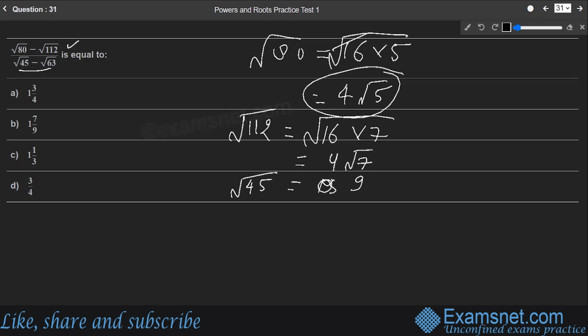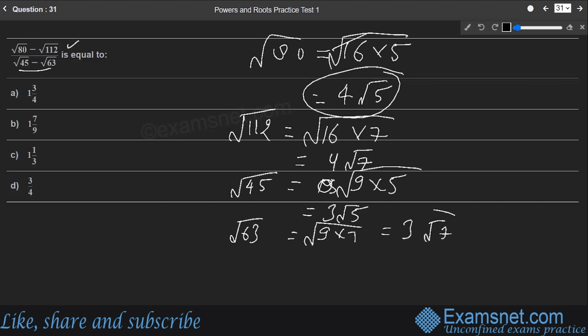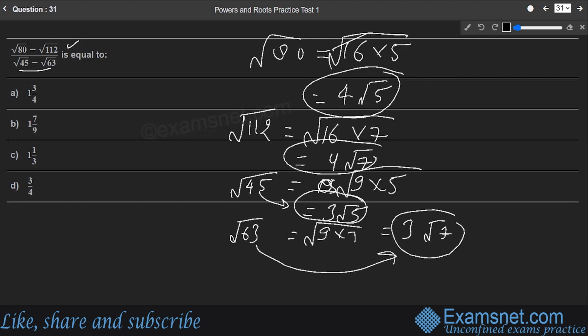45 can be written as 9 into 5. So under root of 9 into 5 is nothing but 3 root 5. Similarly, under root of 63 can also be broken down as 9 into 7. Under root of 9 into 7 is nothing but 3 root 7. So these are the values that we can replace. Under root 45 can be replaced as 3 root 5. Root 63 can be replaced as 3 root 7. Root 112 can be replaced as 4 root 7, and root 80 can be replaced as 4 root 5.